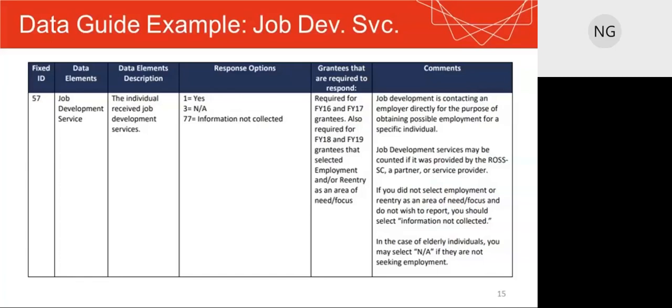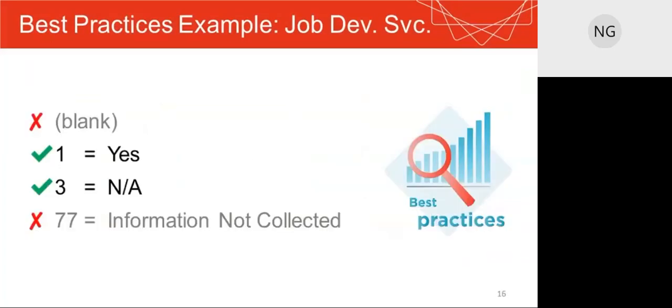The second question to ask yourself is whether you're telling us everything you know, even when you know that nothing happened. So let's zoom in on the response options. And we've reproduced these here. So first of all, like I said, if you leave an element blank, that will always reduce the data availability score. So try to avoid that whenever possible.